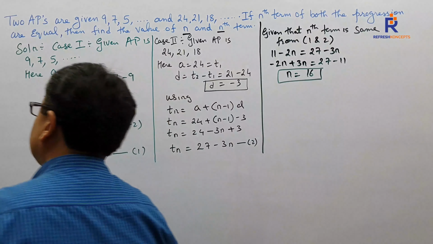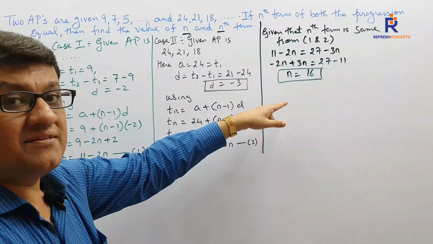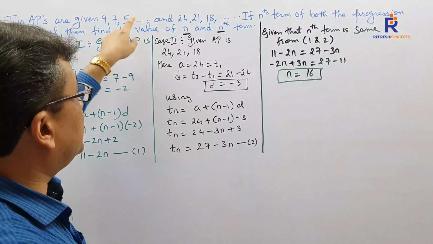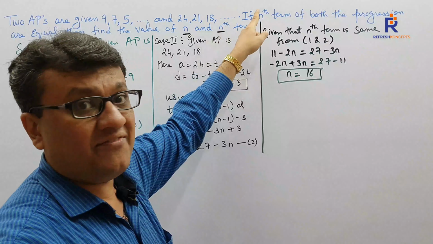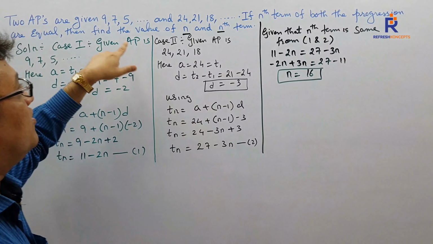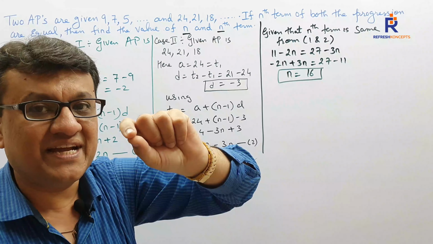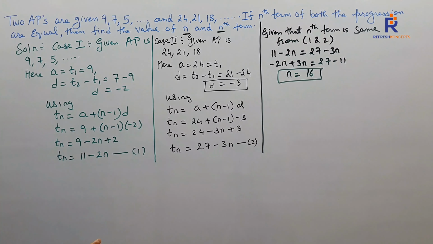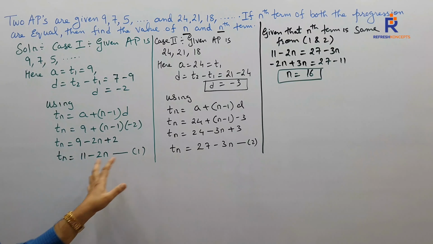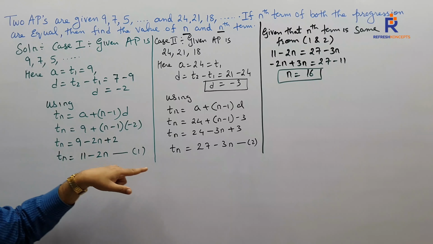We are not done with our sum. N is equal to 16 means that the 16th term of the first AP and the 16th term of the second AP will be the same. But we need to find out one more thing: the value of n and the nth term. So we need to find the value of that 16th term. You can put n as 16 in any one of the equations.